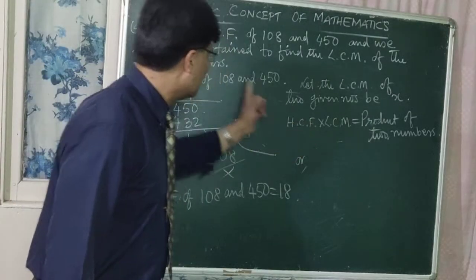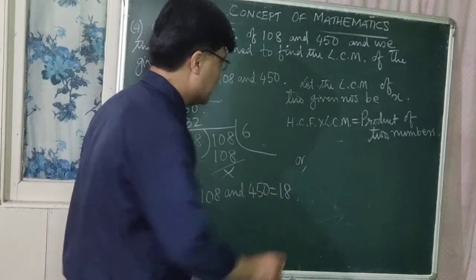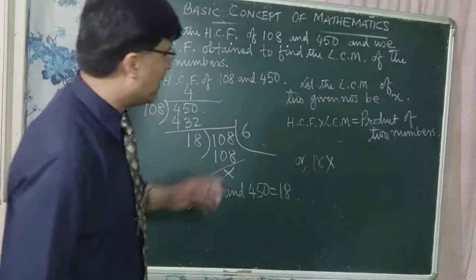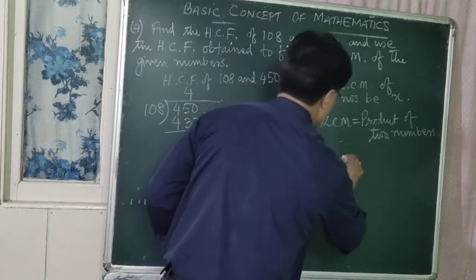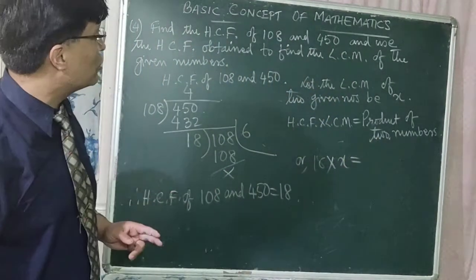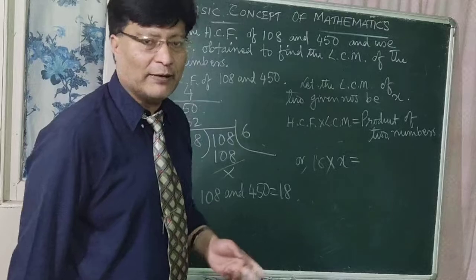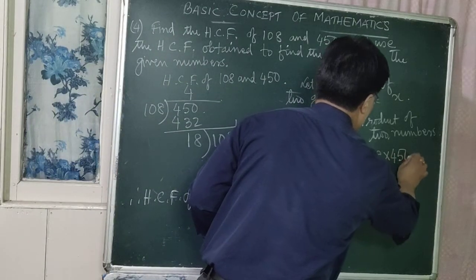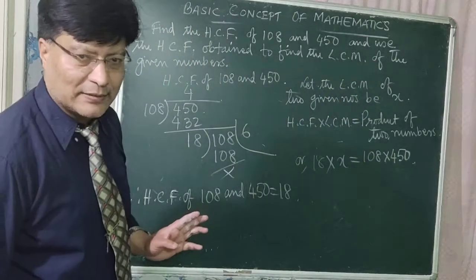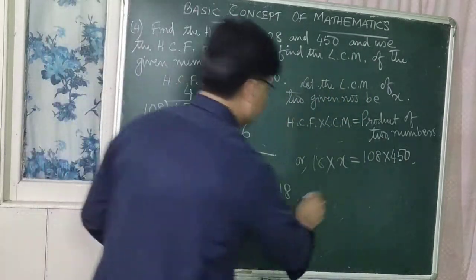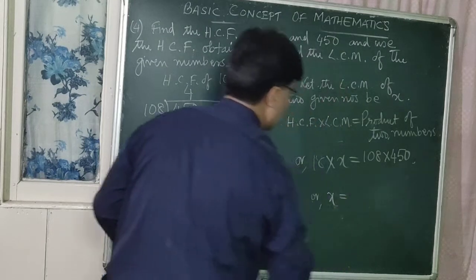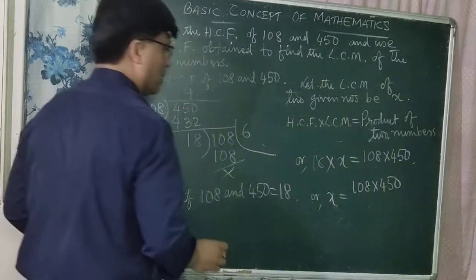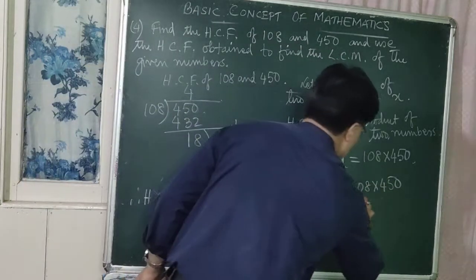So what was the HCF of the two numbers? It was 18, into what's the LCM here? We have assumed it as X, is equal to what is the product of the two numbers? It is 108 multiplied by 450. Is that clear? So let us get the value of X. X is equal to 108 into 450 divided by 18.